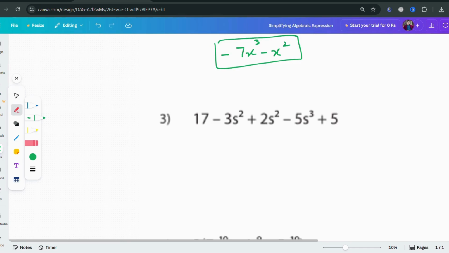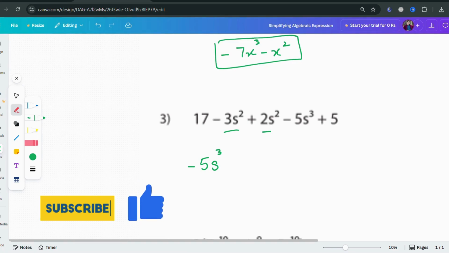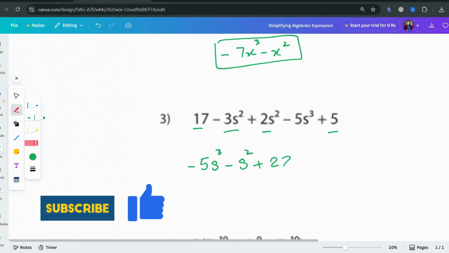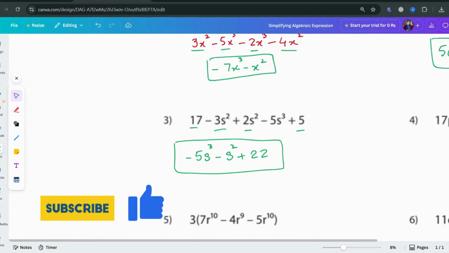In the third question I have minus 3s squared plus 2s squared. These two are the like terms, right? I will solve them, but before that I have to write all the terms according to their degrees. So 5s to the power of 3 has the greatest degree, so I will write it at the very start. Minus 3s squared plus 2s squared is equivalent to minus s squared, and then this 17 and this 5, if you add them together, that's going to be equivalent to 22. So this is the answer that I will get for this one, and that's the most simplified version of it.